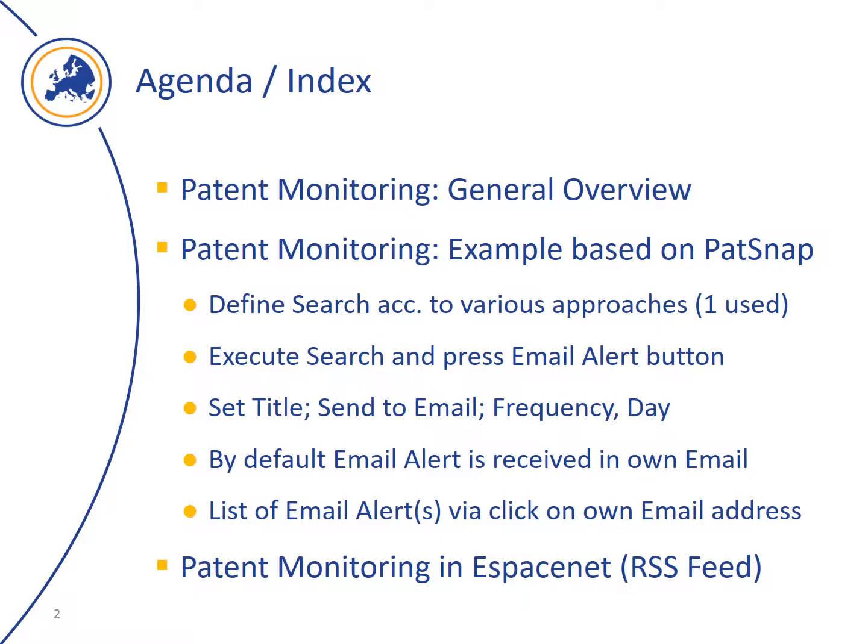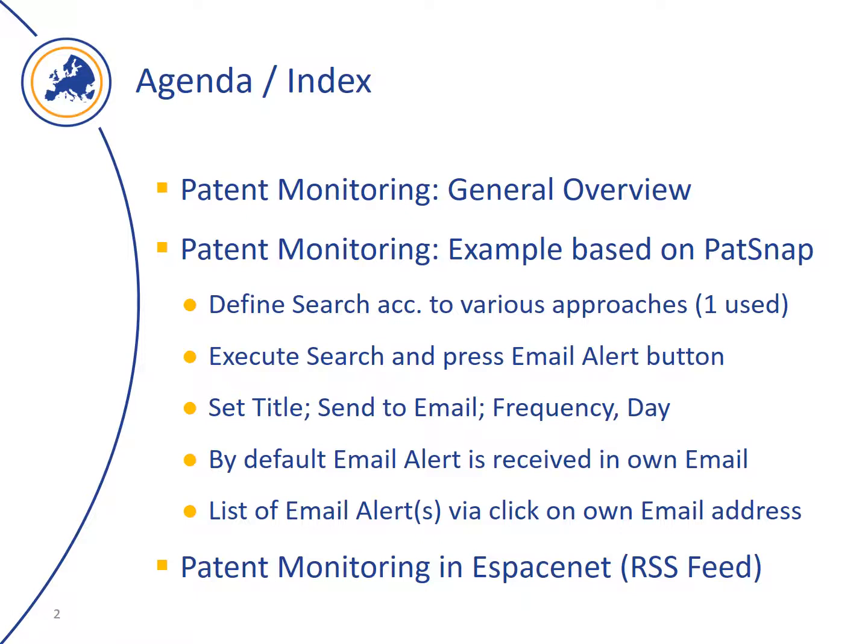So first you need a patent search. In this case I introduce just one search here, whereas in the patent mapping webinar I followed three different approaches for how to search. If you then execute the search and arrive at a patent list, there is in one kind or another an option to set up an email alert. In this case, with PatSnap, there is an email alert button, which I will show you later in a screenshot.